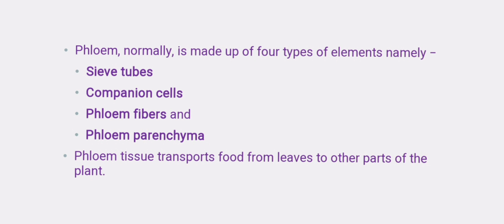Phloem normally is made up of four types of elements, namely sieve tubes, companion cells, phloem fibers and phloem parenchyma. And the function of this phloem tissue is to transport food from the leaves to the other parts of the plant.